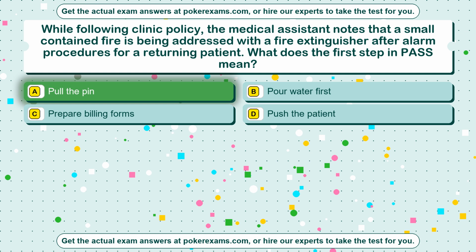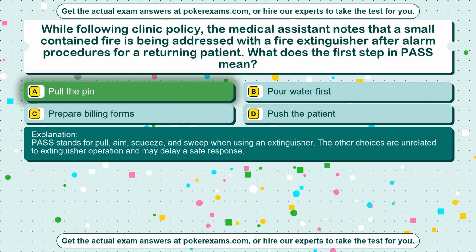The correct answer is option A, pull the pin. PASS stands for pull, aim, squeeze, and sweep when using an extinguisher. The other choices are unrelated to extinguisher operation and may delay a safe response.